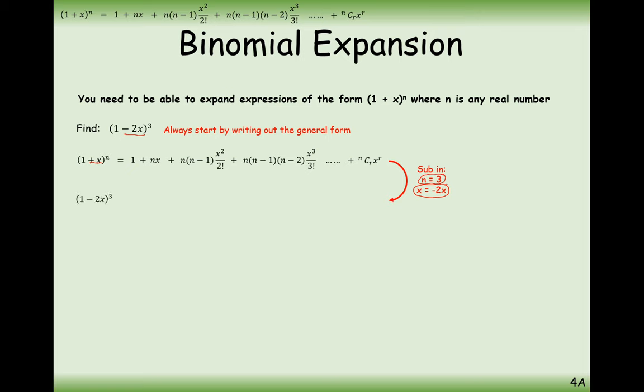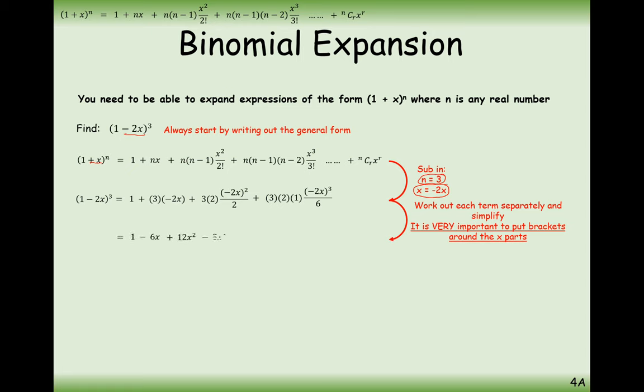So 1 minus 2x cubed, here we're going to get 1 plus n is 3, x is minus 2x, plus 3 times 2 times minus 2x squared over 2, add 3 times 2 times 1 times minus 2x cubed over 6, and you'll see that the next term, if we just keep on going down by 1 each time in these n minus 1, n minus 2s, you get a minus 3. 3 minus 3 is 0, so we'll stop there. So in this case here, we get 1 minus 6x plus 12x squared minus 8x cubed.